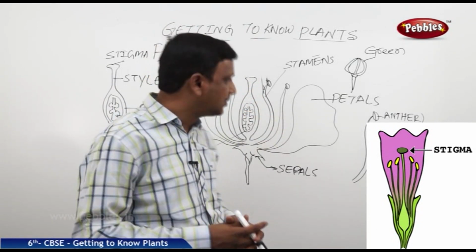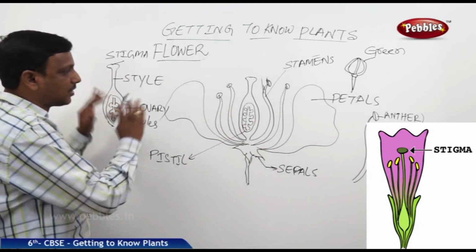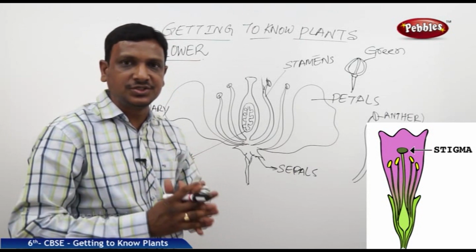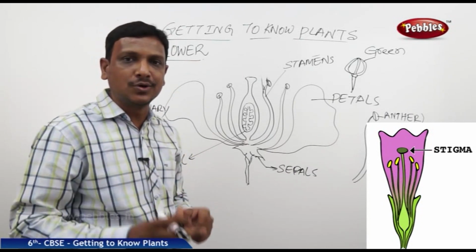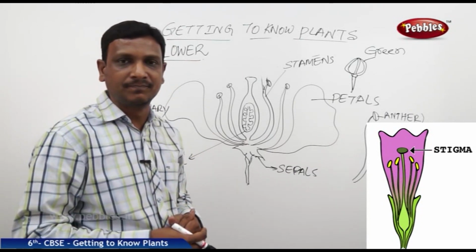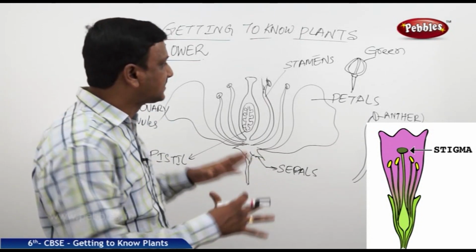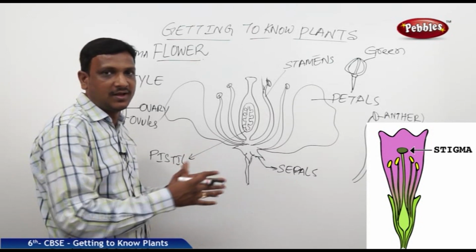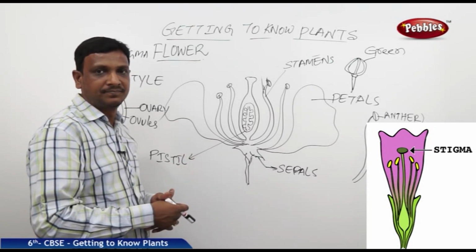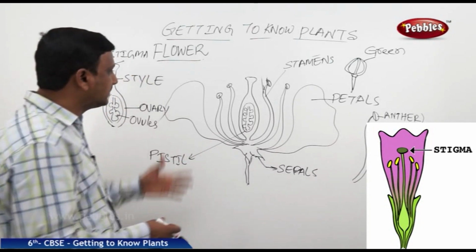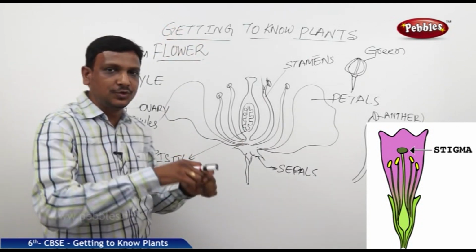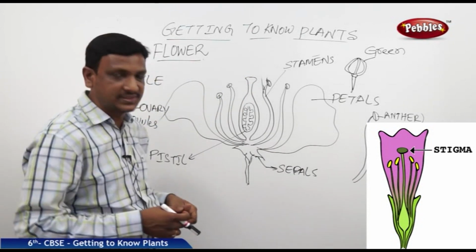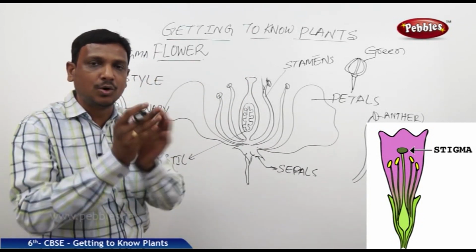So here we have seen the different parts of the flower. Here we are not going to mention the functions of these parts because you are going to learn that in your higher classes. Here we are just studying the anatomy, the cross section of a flower. What is there inside? If you open the flower, that means if you pluck some petals, you can see these parts, but you cannot see the ovules because they are embedded inside the ovary.